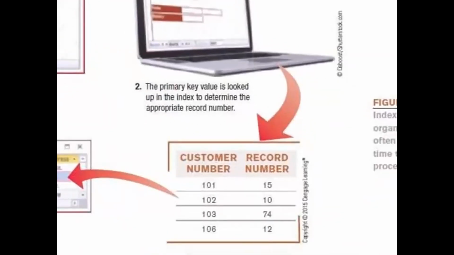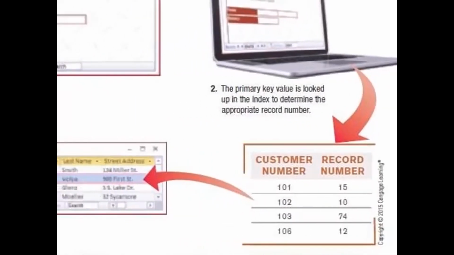Step two is the primary key value is looked up in the index to determine the appropriate record number. So this is step two.